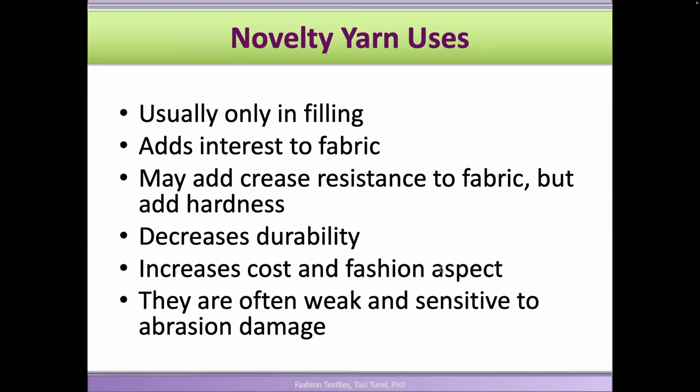They can't withstand a lot of friction because they have all these effects, and with friction, they're going to break or get damaged. So we only use novelty yarns in the opposite direction on the woven fabric, in the filling direction. So we have those strong yarns in the warp direction, and then we use the novelty yarns in the filling direction by going up and down the warp yarns.